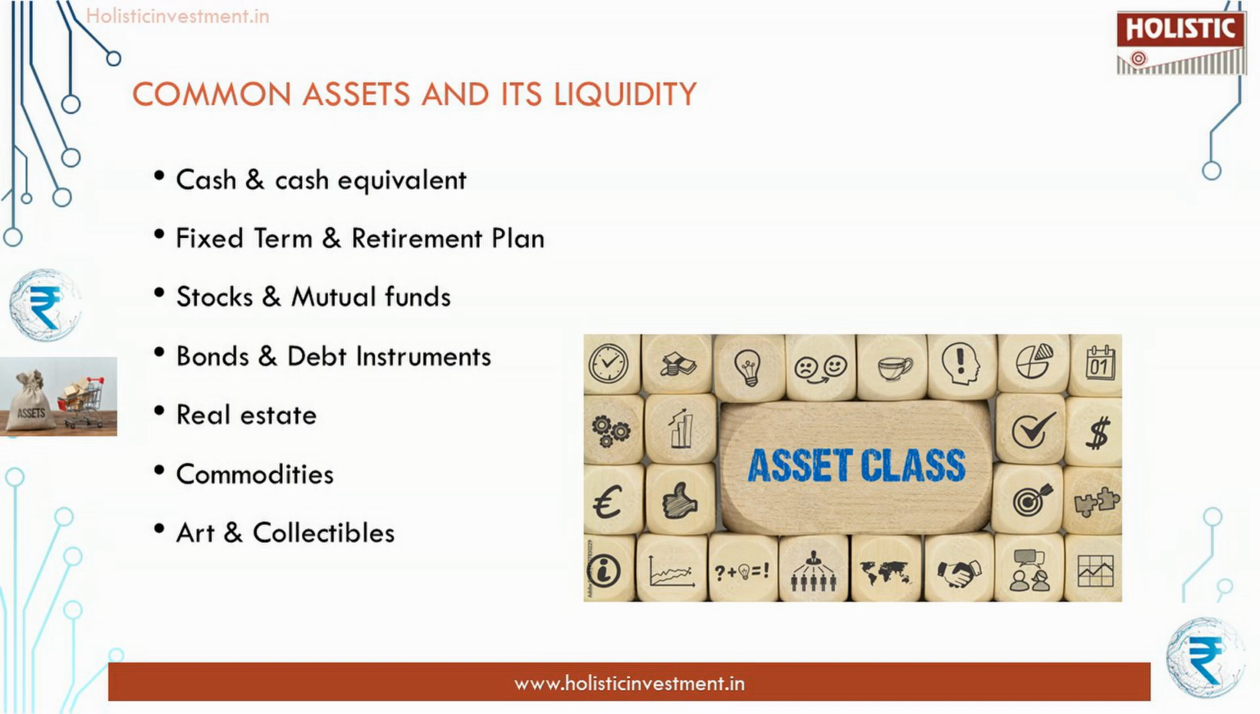Commodities. Commodities like gold and oil are highly liquid assets when traded on future exchange. Prices are market determined. Future contracts are easy to buy and sell. Art and collectibles. Paintings and antiques are highly illiquid assets. It is due to the small consumer base, specialized appraisal criteria and expensive selling costs like auction fees.